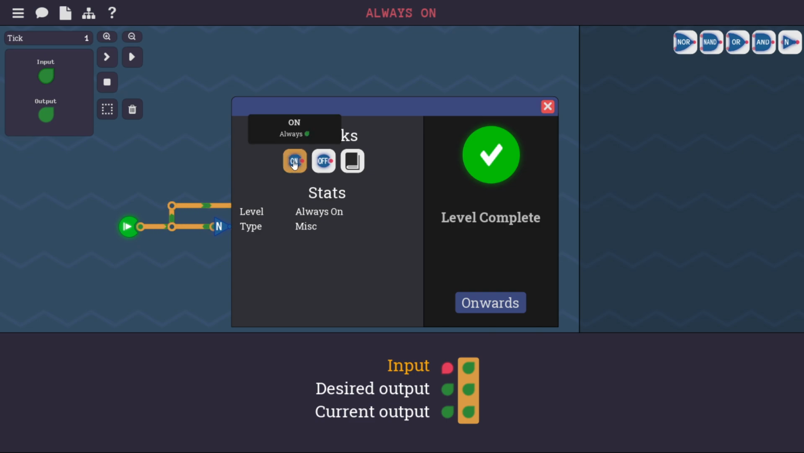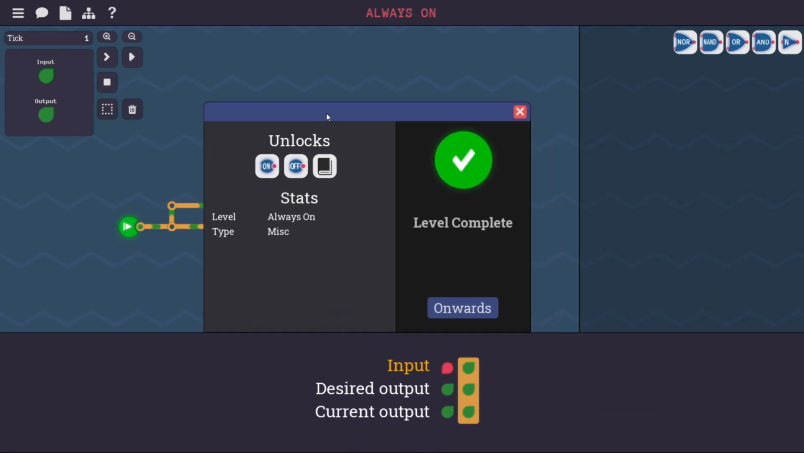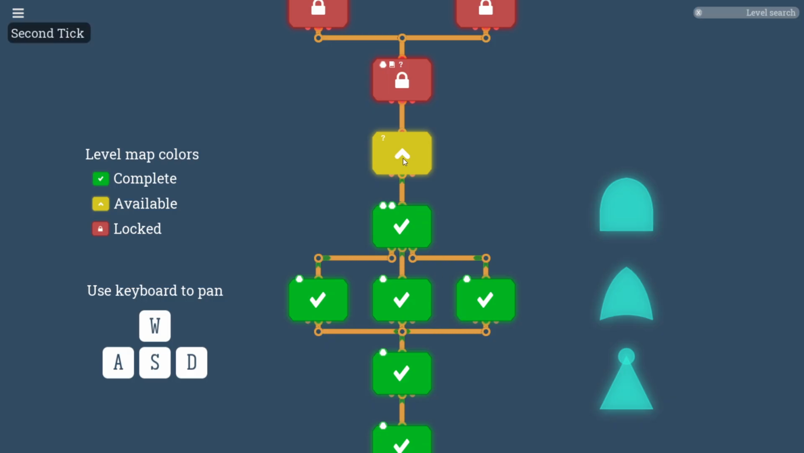Now we have an always on, which we constructed, which is this, and we have an always off. Okay, onward. The next one is second tick.